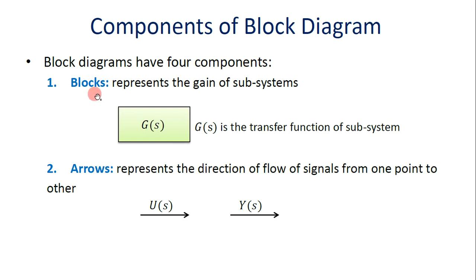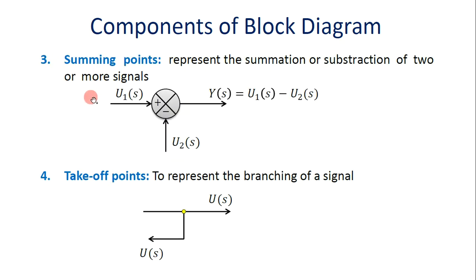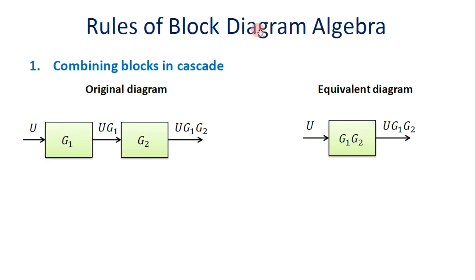After deriving the block diagram from a system, in order to reduce it into a mathematical expression, we have to follow some reduction rules, that is, the rules of block diagram algebra. This is the conventional rule, the product rule. When two blocks are in series, the resultant is the product of the two blocks. That is the rule for combining blocks in cascade.